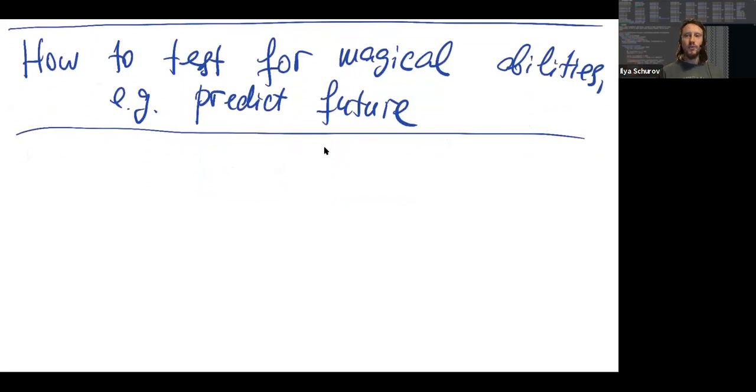And okay, how can we test? Is it true that this person can predict future? We can ask him or her to predict something and then compare their prediction with the result. But of course, it is possible that this person can be correct with the result of the prediction. For example, I can ask, is it true that tomorrow will be a good weather? And the magician says, yes, it is true. And then we wait until tomorrow and see that the weather is actually good. And so what? Should we conclude that magician has, in fact, some paranormal abilities or not?